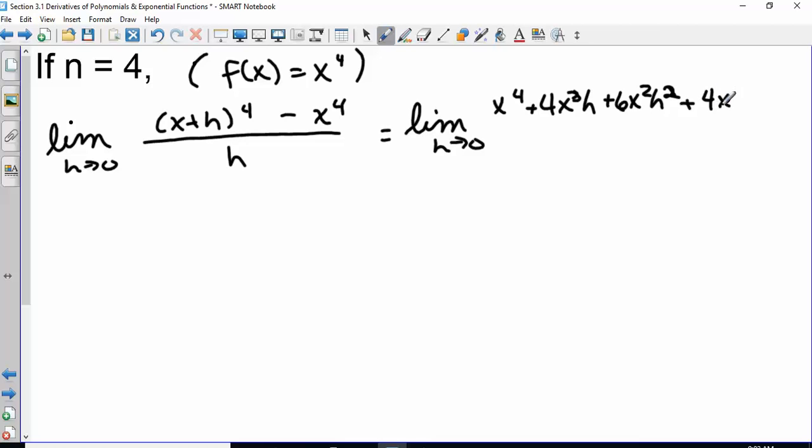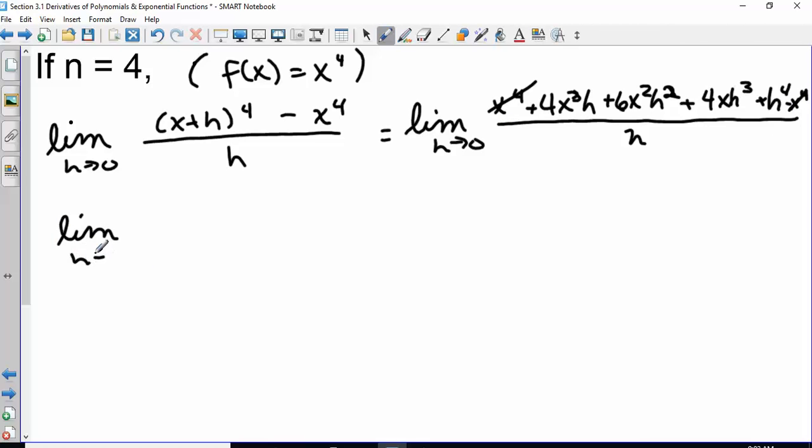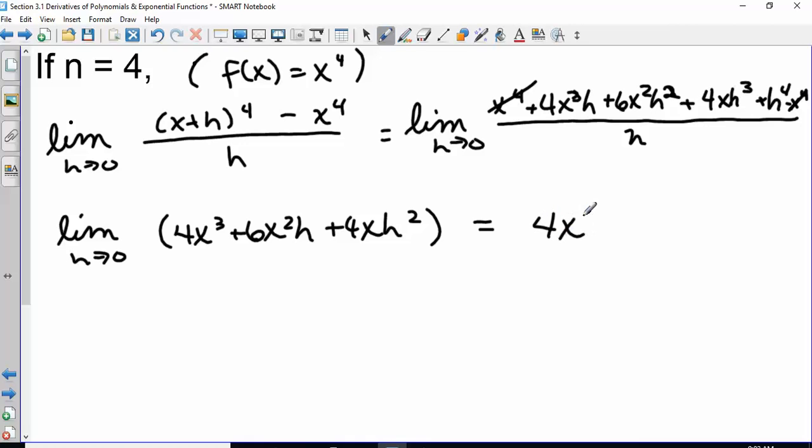I'm going to run out of space. Plus 4xh cubed plus h to the fourth. And we still have that minus x to the fourth. So my x's cancel. You can drop an h out of everything remaining, and you get 4x cubed plus 6x squared h plus 4xh squared. So then if you plug in zeros for all of your h's, you got what you guys predicted, 4x cubed.